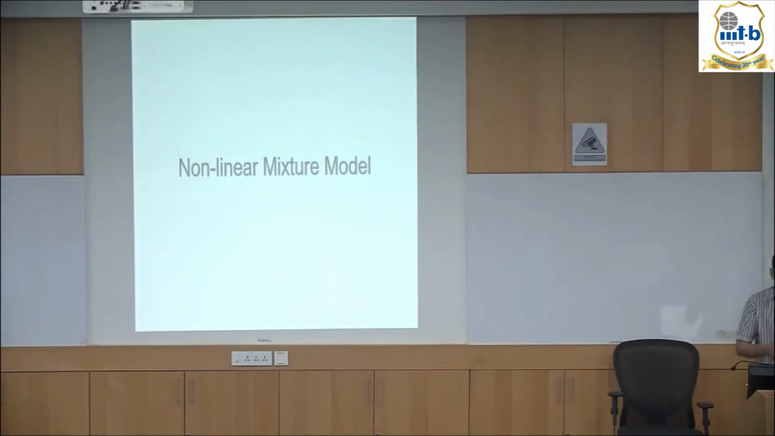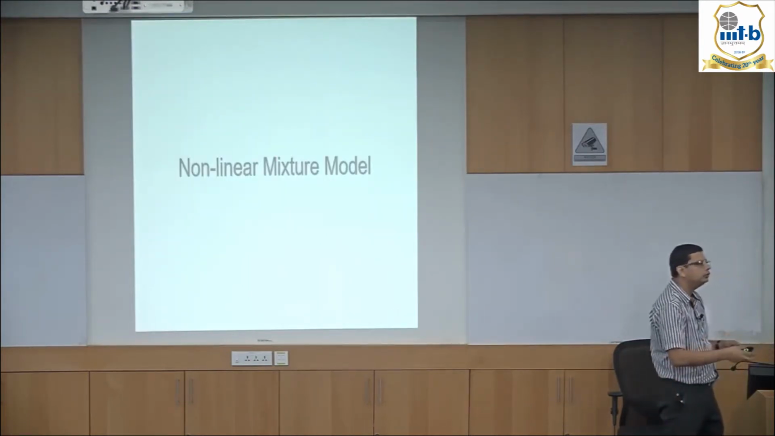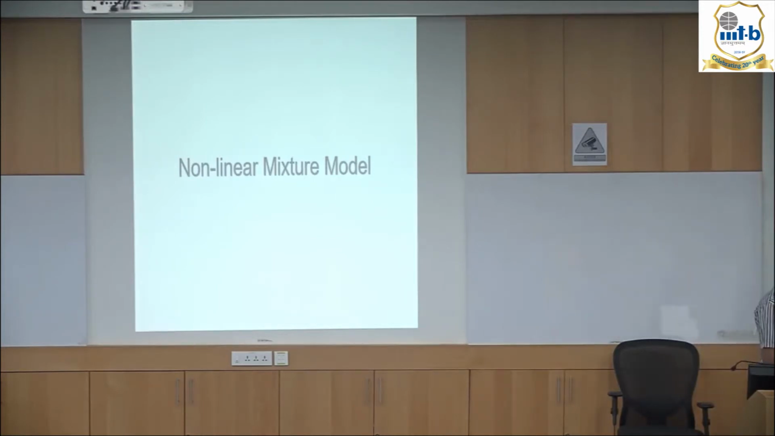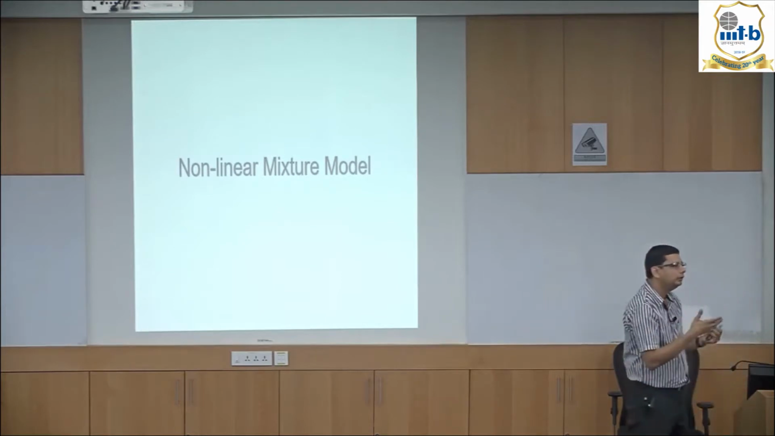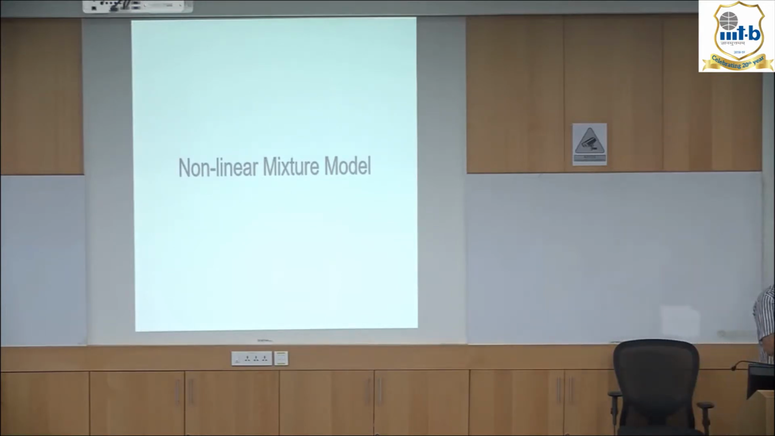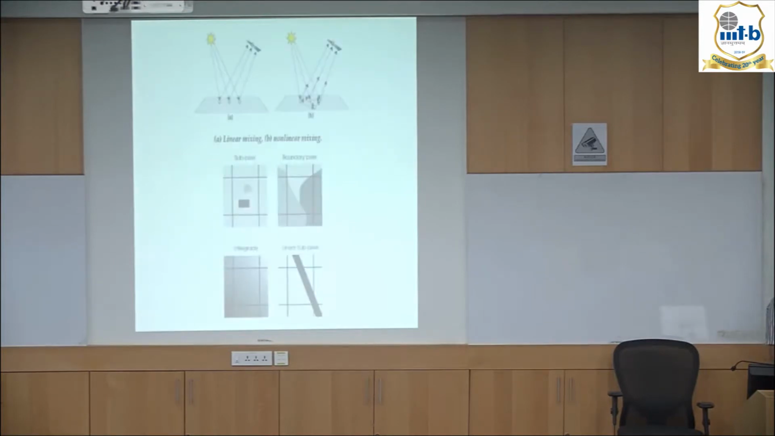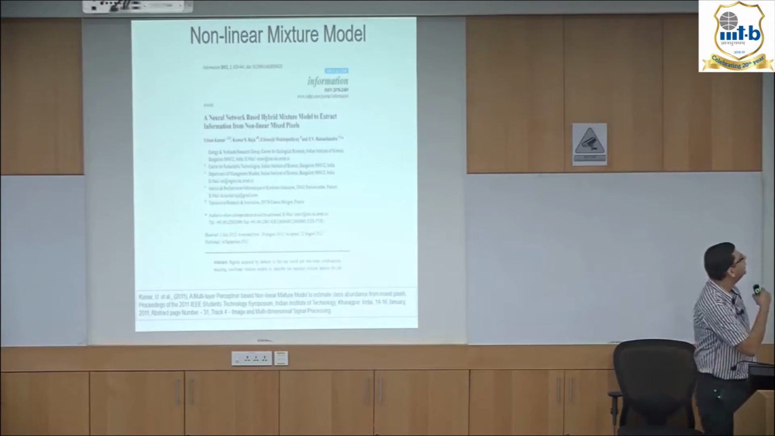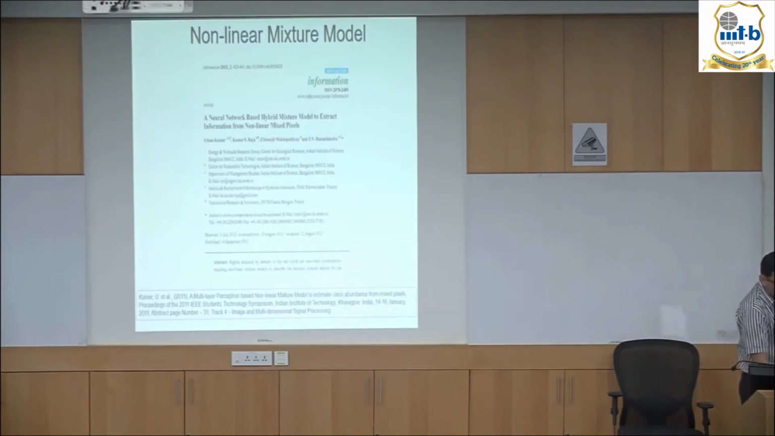Okay. Now I'll take you to the third problem, where we assume that the sunlight, when it hits the earth, doesn't go back to the sensor right away. It may get reflected by hitting a tree or an aeroplane or a building and so on, and then goes back to the sensor. So you can see multiple scattering happening here. But again, it forms the same type of mixed pixel problem. So how do we handle this kind of problem? We came up with a new method.